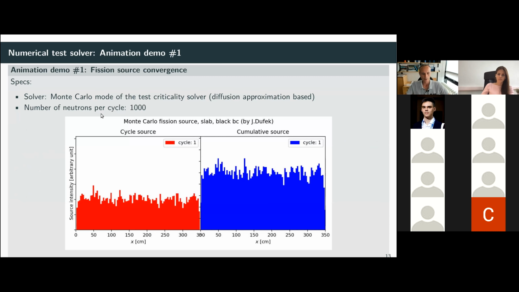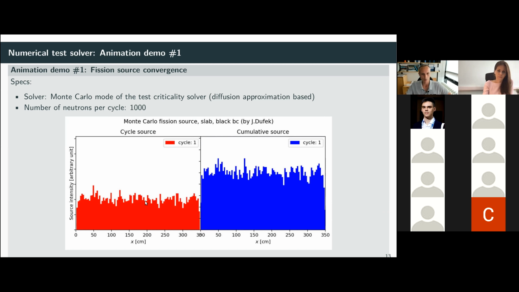I want to demonstrate that it actually works similarly to a real Monte Carlo solver. So I will show you the convergence of the fission source when the random noise is not switched off, of course. I will use 1,000 neutrons per cycle, so the batch size is 1,000. You will see this video on the left-hand side. You will see the distribution of the fission source at every single individual cycle.